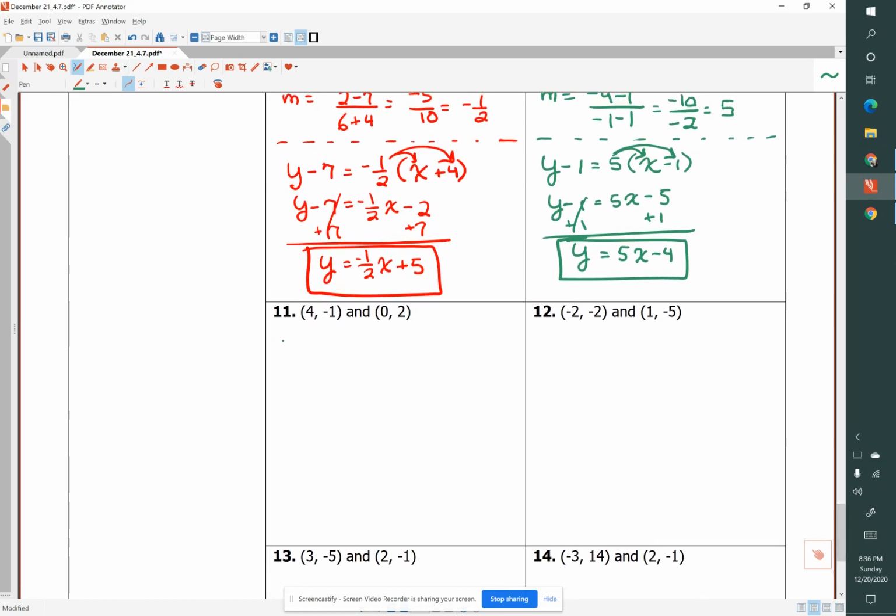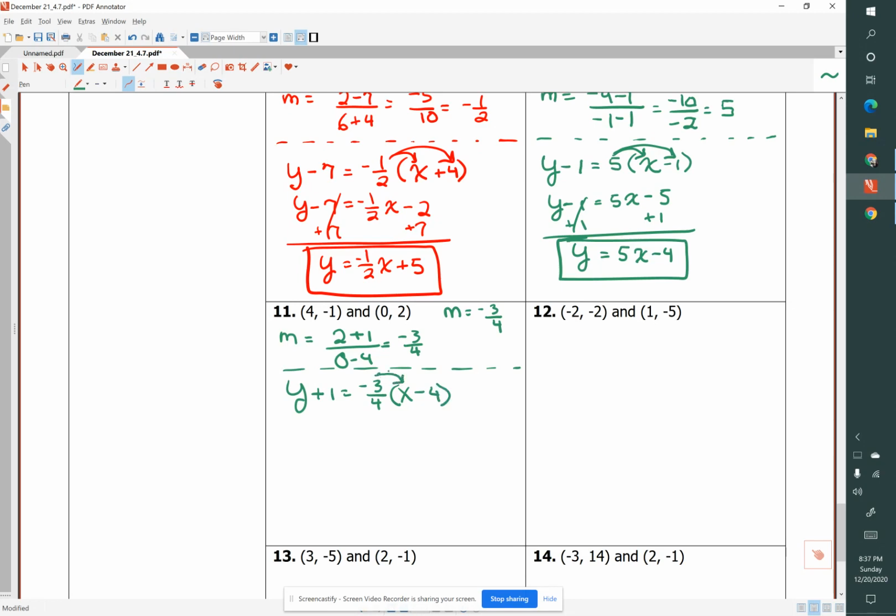Number 14. Start with the slope. M equals 2 minus the negative 1 is plus 1. And then our x2 minus x1 is 0 minus 4, which will give us negative 3/4. So our m value, our slope, is negative 3/4. Using the point slope form, y minus negative 1 is y plus 1 equals the slope of negative 3/4 times the quantity of x minus 4.